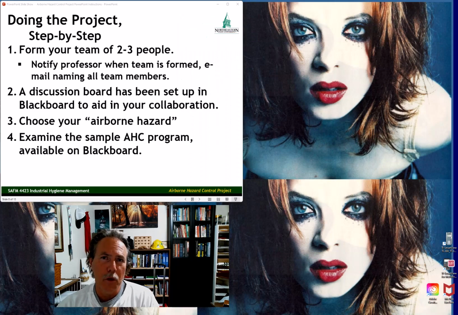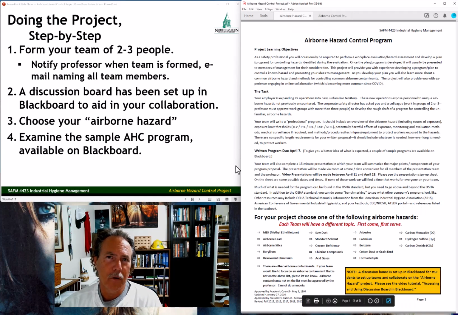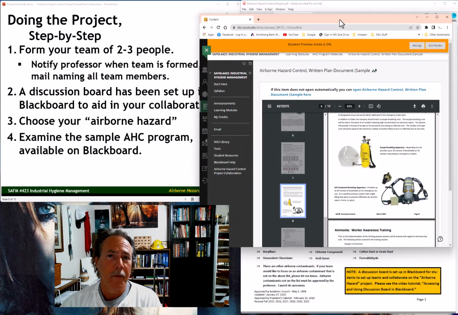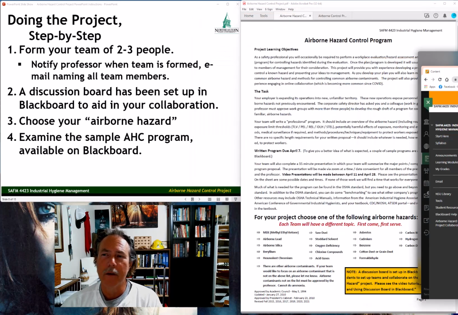I also have some student papers from the past that are pretty good that I could share with you, but I'm reluctant to do that because if I show you the student papers, then that particular airborne hazard would not be available for you to work on. Because if I show you a paper on carbon monoxide, then that particular hazard is unavailable at that point. This sample paper that I'm showing you is on ammonia. I don't have ammonia on the list. We're going to have everybody do a fresh topic.